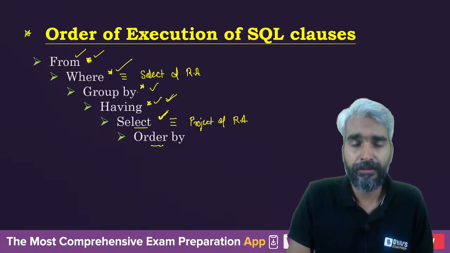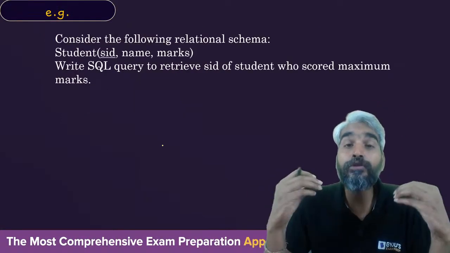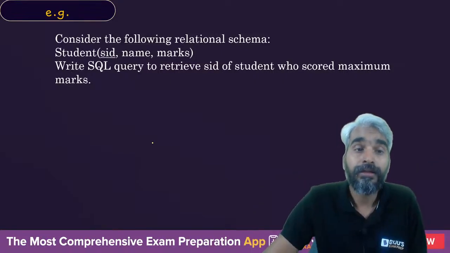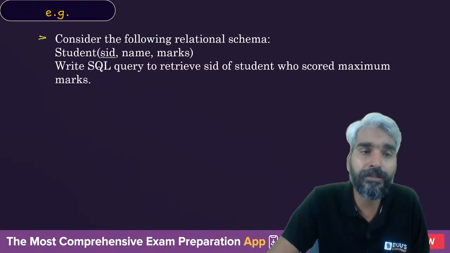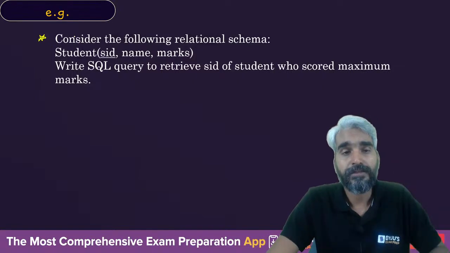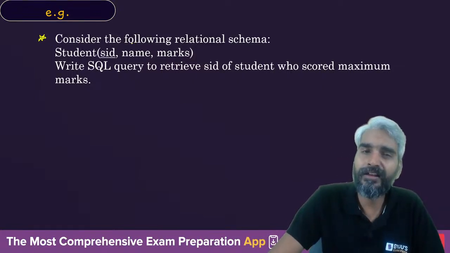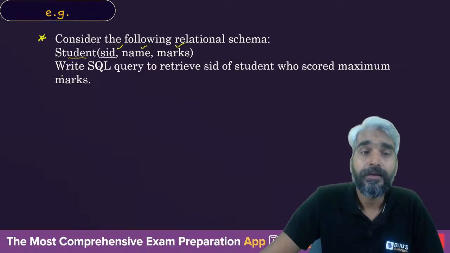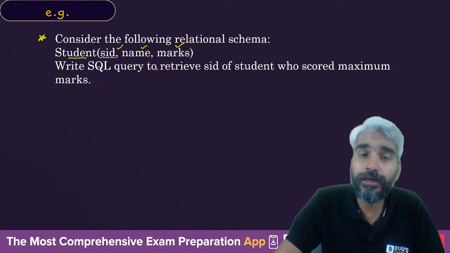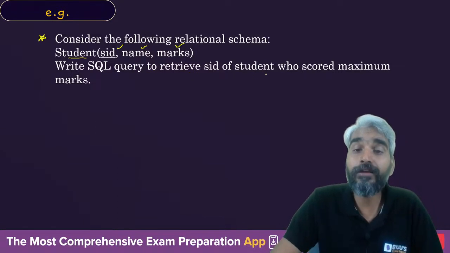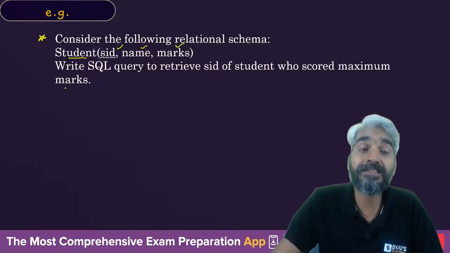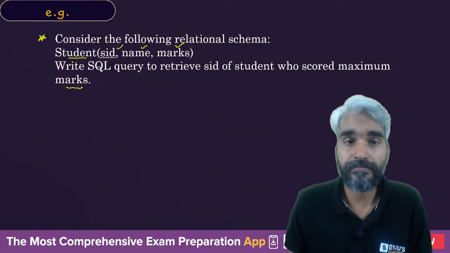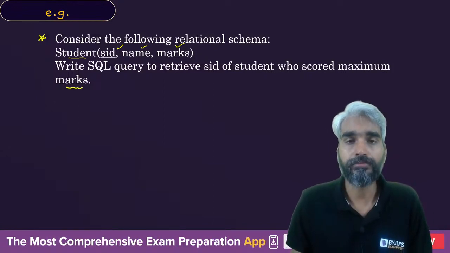Let's move ahead. So first try to understand why we need nested query. Let's try to give the answer for this particular example. Consider that we have a relational schema in which student is the table. It consists of three attributes: SID, name of the student, and the marks of the student. If I ask you to write the SQL query to retrieve the SID of the student who scored maximum marks, what will you do?